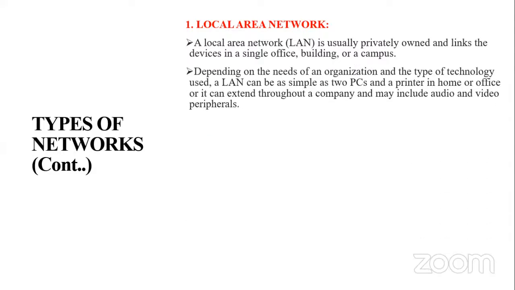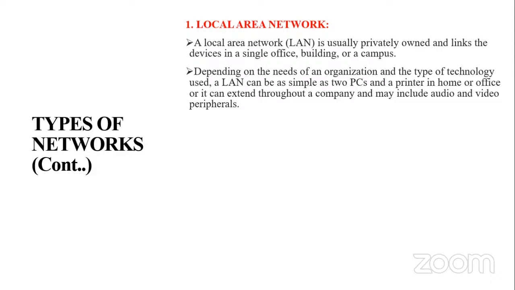Depending on the needs of the organization and the type of technology used, a LAN can be as simple as two PCs and a printer in a home or office, or it can be extended throughout a company and may include audio and video devices also. So what is the minimum number of devices in a LAN? It can be two PCs, or a single computer and a printer, to share information.